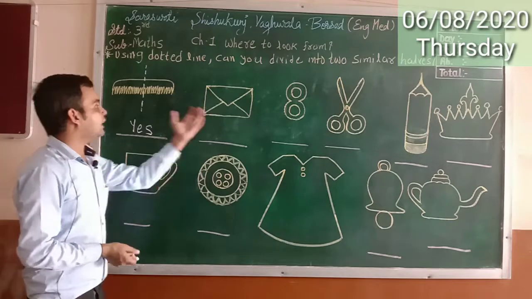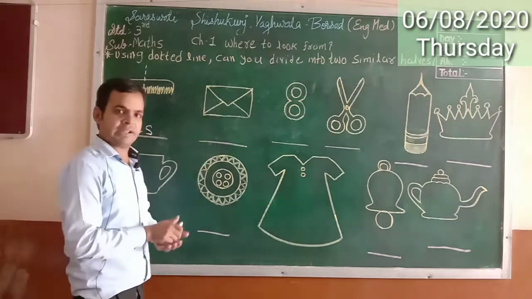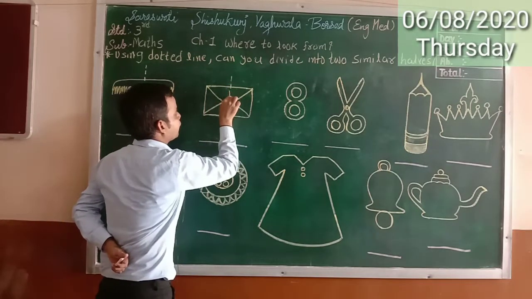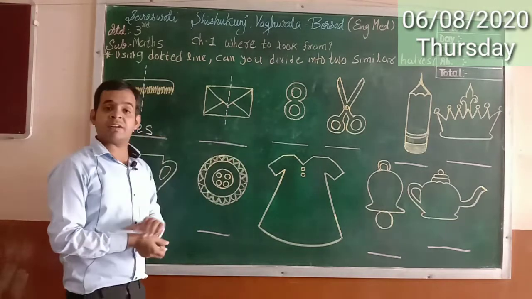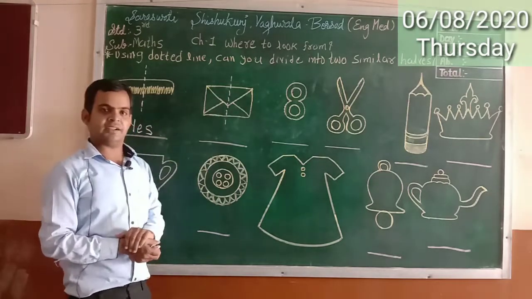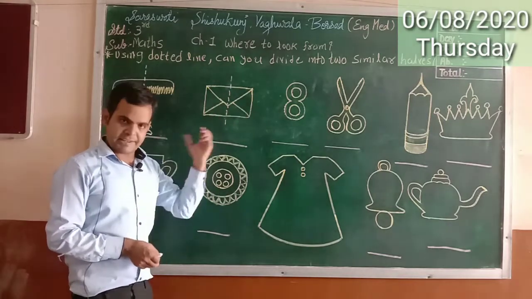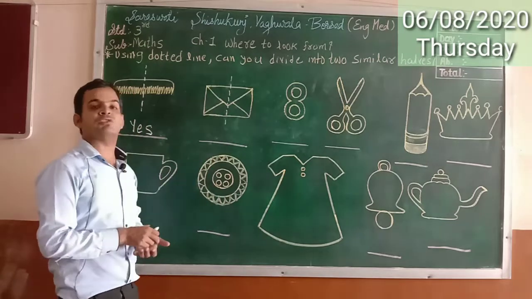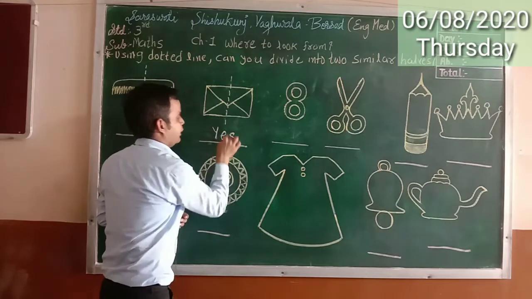Now let's see the second picture, and the second picture is an envelope, right? So now let's divide this figure using a dotted line. Now what we have to do is observe that picture from the left side and right side. Are both sides equal or not? Yes, both sides are equal. So this figure we also call a mirror half. So here our answer is yes.